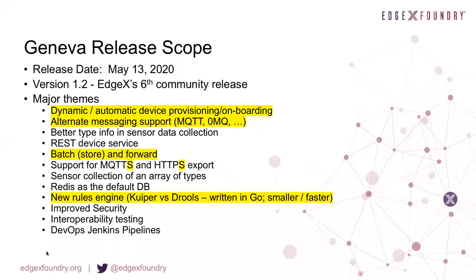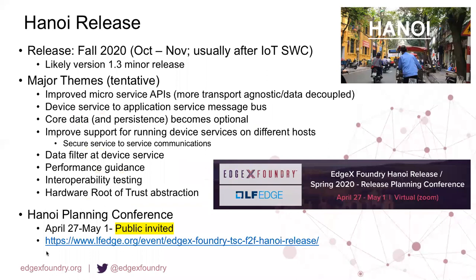Next slide, May. From Geneva, we move to Hanoi. Hanoi is our release scheduled for the fall. It will likely be a minor release as well, so a 1.3 release. However, that is subject to change as we're getting ready to plan out that release. Major themes for this upcoming release will be an improved set of APIs. We're going to try to make them more transport agnostic, not so tightly coupled to HTTP. And we're also decoupling a lot of the data that's provided in them.